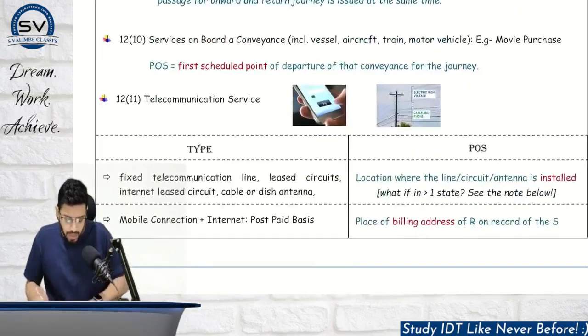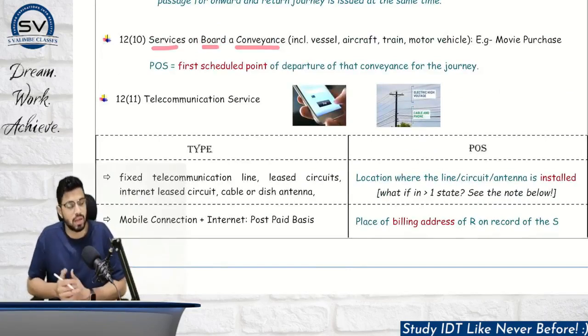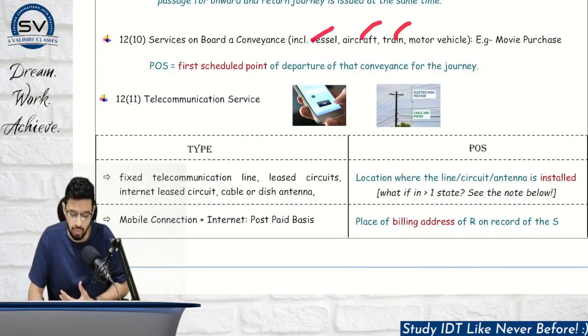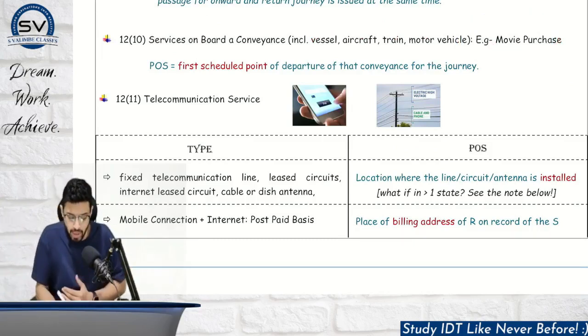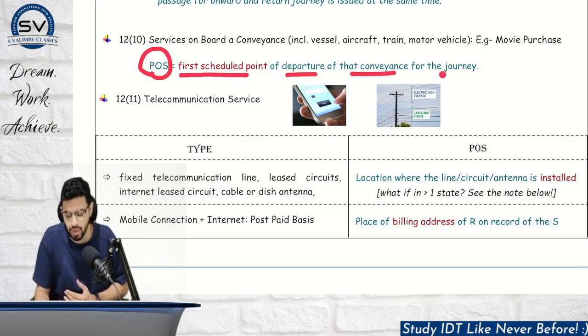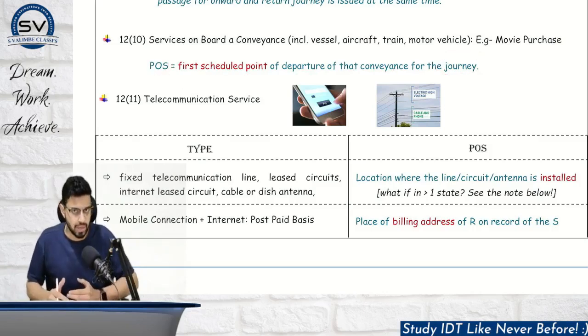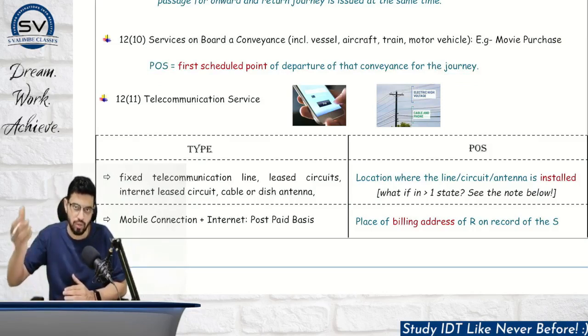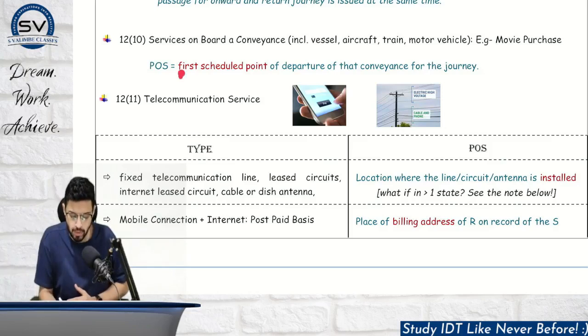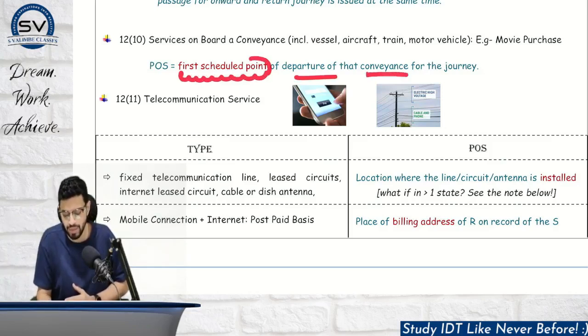Next, section number 12, subsection 10, services on board a conveyance. Conveyance means it can be vessel, aircraft, train, motor vehicle, any kind of conveyance. If there are some services provided on board a conveyance, for example, I buy a movie in a train for which I am paying 500 rupees, let's say. In that case, the place of supply shall be the first scheduled point of departure of that conveyance for the journey. A similar point we studied in case of goods supplied on board also, where we talked about wherever they are taken on board. So here also the place of supply shall be the first scheduled point of departure of that conveyance.